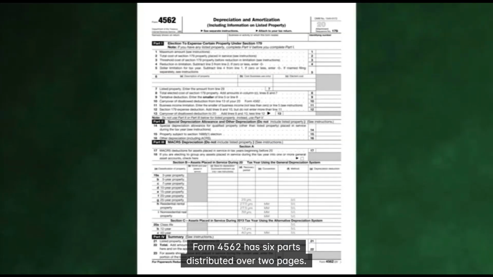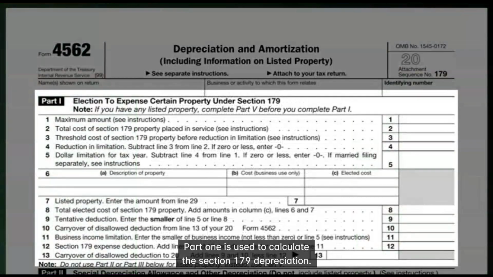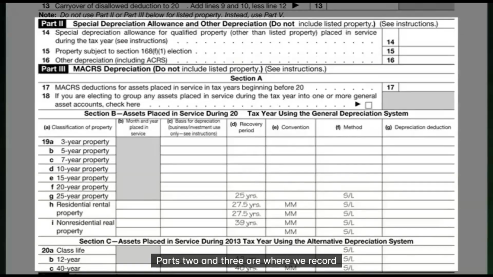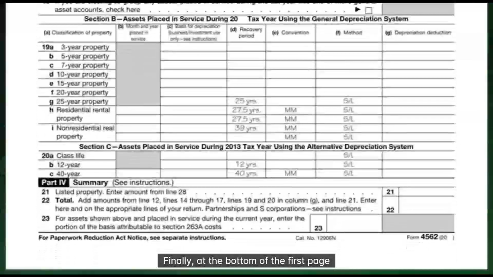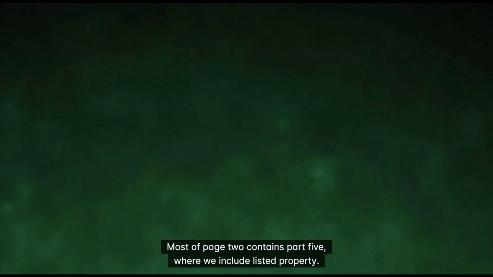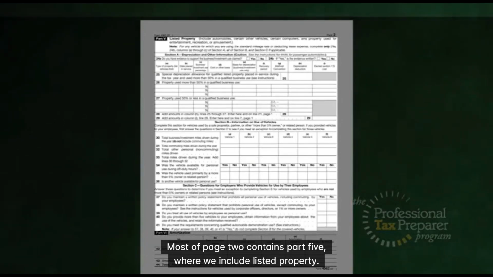Form 4562 has 6 parts distributed over 2 pages. Part 1 is used to calculate the Section 179 depreciation, as I described just moments ago. Parts 2 and 3 are where we record the depreciation for assets purchased during the current year. Finally, at the bottom of the first page in Part 4, you summarize the year's allowable depreciation. Most of page 2 contains Part 5, where we include listed property.